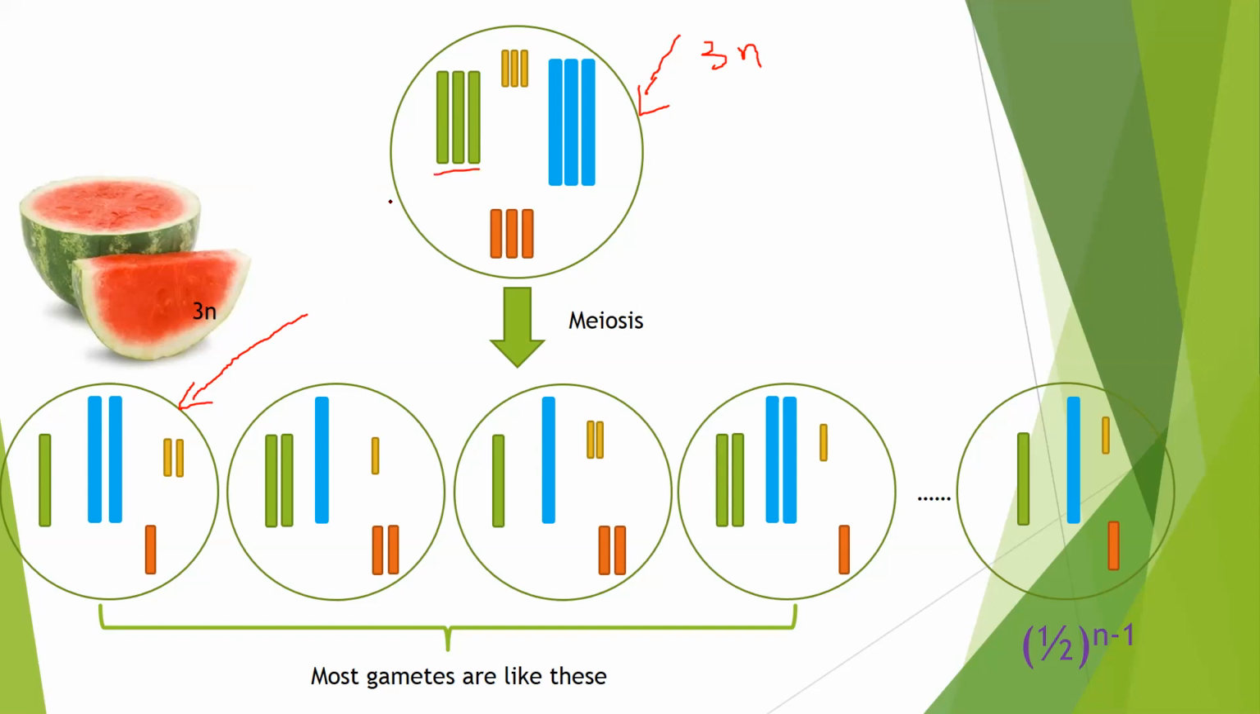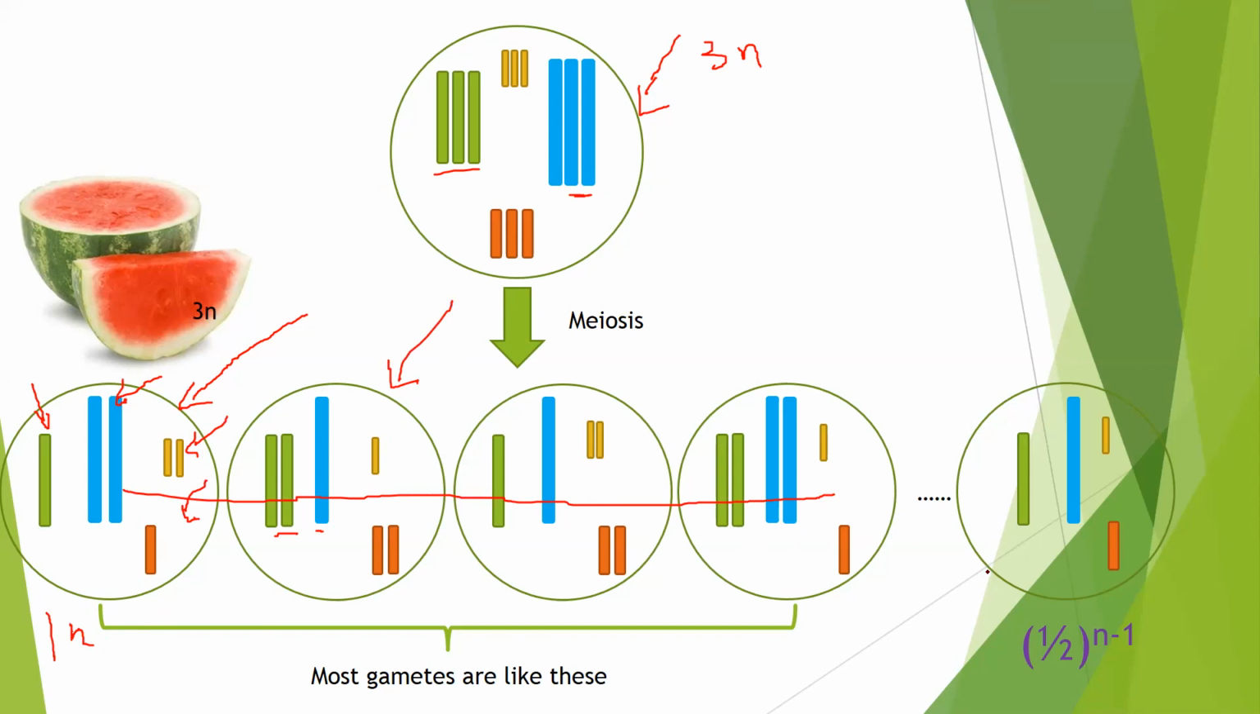For the first chromosome, probably this gamete only has 1 copy, but for this chromosome, this gamete may have 2 copies, and so on. Definitely, this is not a 1N gamete. Also, it could end up with this gamete, which has 2 copies here but 1 copy here. If you sample a lot of gametes from these 3N parents, the majority of the gametes will look like this, so they are not 1N. That's why we usually do not see seeds in the watermelon.